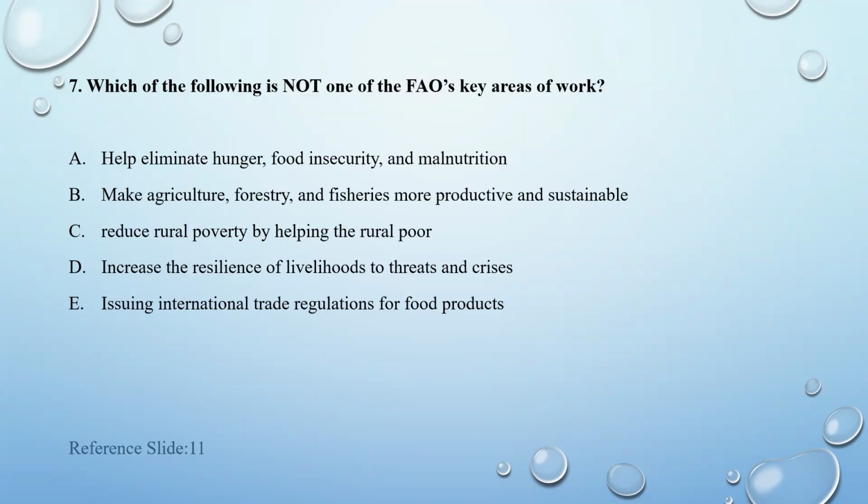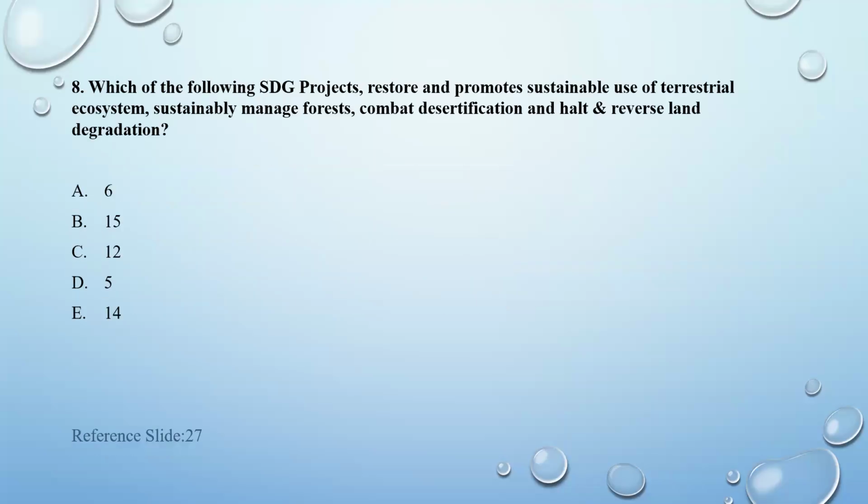Okay. The next MCQ is, which of the following is not one of the FAO's key areas of work? The options are A, help eliminate hunger, food insecurity, and malnutrition. B, make agriculture, forestry, and fisheries more productive and sustainable. C, reduce rural poverty by helping the rural poor. D, increase the resilience of livelihoods to threats and crises. And the last option is E, issuing international trade regulations for food products. The right answer is option E, issuing international trade regulations for food products.